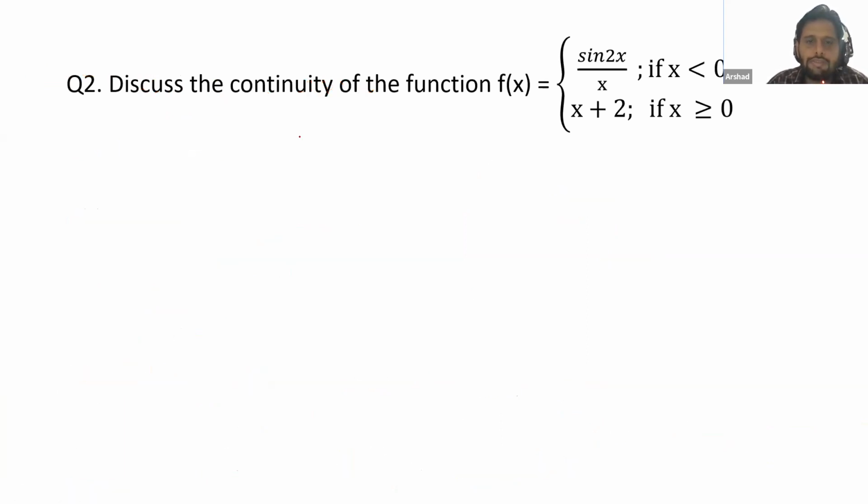Next, the question is discuss the continuity of the function. Here they didn't give anything else. They are not asking to check at x is equal to 0 or not. They're just saying discuss the continuity of the function. So who can tell me, Josefa? Josefa, can you tell me what cases we will consider here? What will be case one?